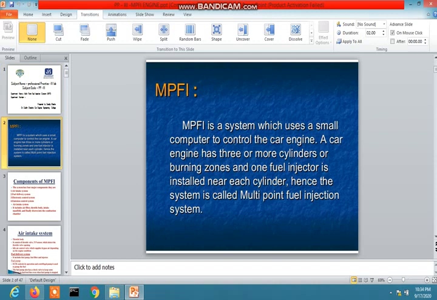What is multi-point fuel injection system? The MPFI, that is multi-point fuel injection system, is a system which uses a small computer to control the car engine. A car engine has 3 or more cylinders or burning zones, and one fuel injector is installed near each cylinder. Hence, the system is called multi-point fuel injection system.